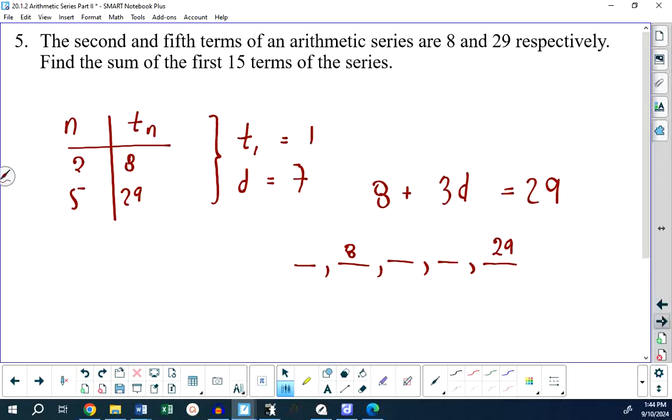Again, everybody, this is one lesson that I didn't shorten. We have shorter classes this year. I know you guys are aware of that. I didn't shorten this lesson, but I realize now I should have. You can find S15 by using the SN formula.